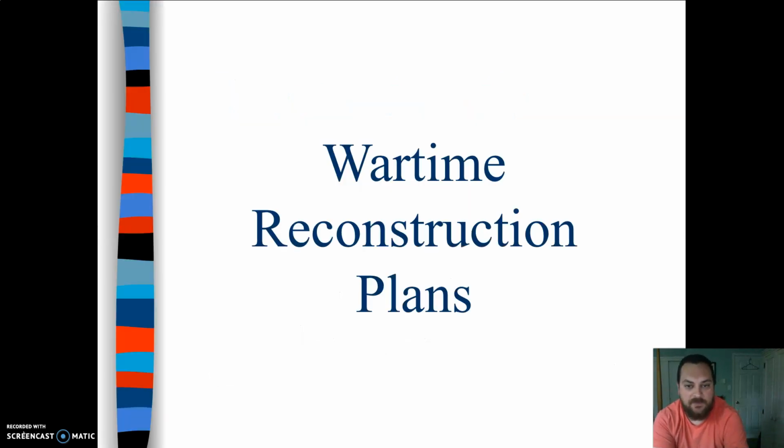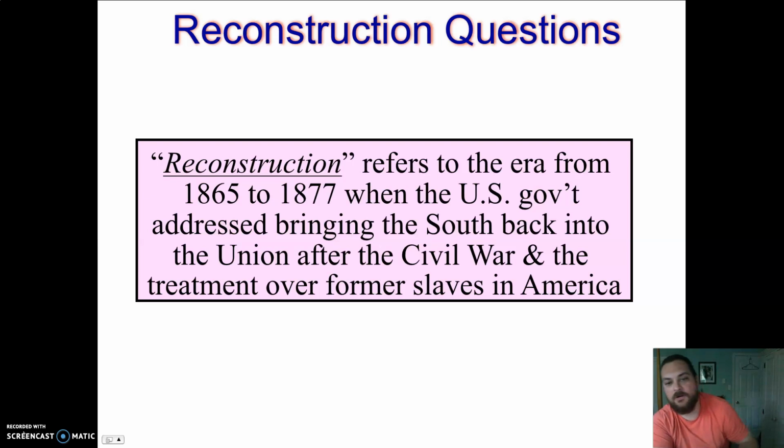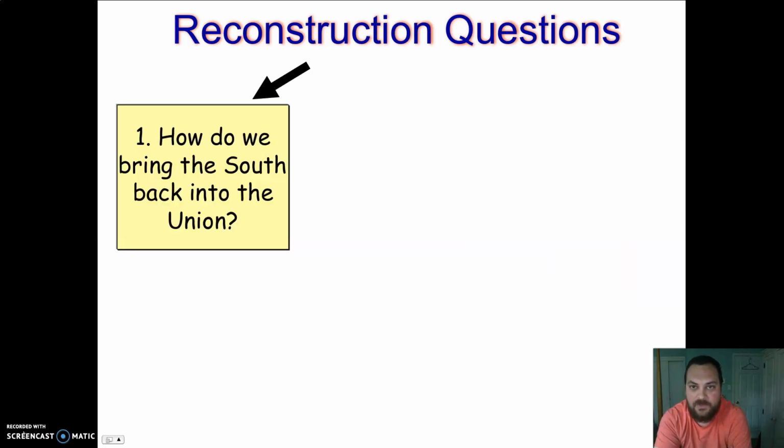So, wartime reconstruction plans. During the war, there was a lot of debate over this. When I say reconstruction, like I just said, we're talking about 1865 to 1877, trying to bring those Confederate States back into the Union while at the same time trying to protect the former slaves. So there were a couple questions. One, how do we bring the South back into the Union?